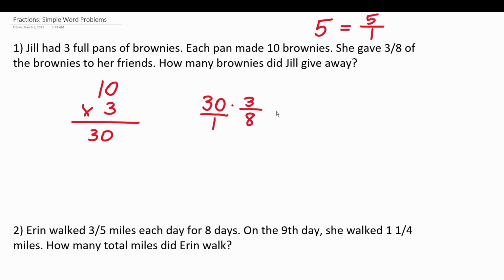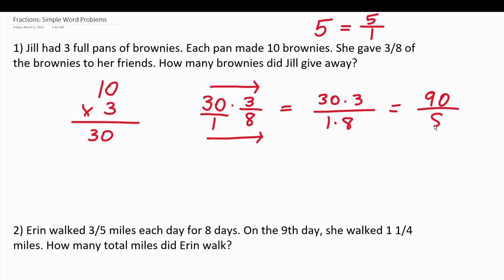All right, now that we've done that, the next step is to simply multiply straight across. That is to say, we're going to do 30 times 3 as well as 1 times 8. And let's go ahead and work that out. 30 times 3 is 90. 1 times 8 is 8, given that 1 times anything is just itself. And now we're at this point. We have 90 over 8.